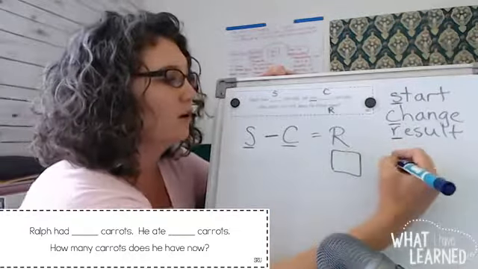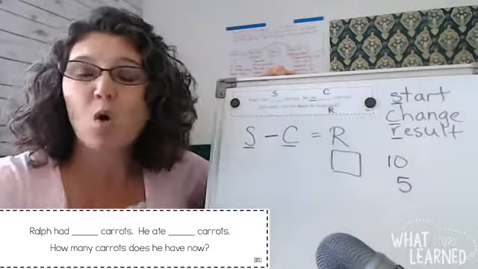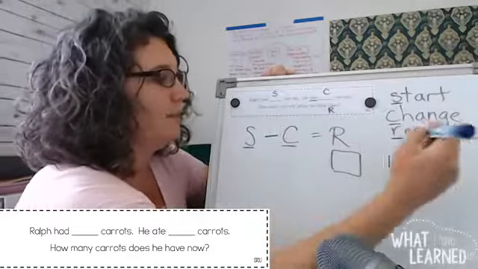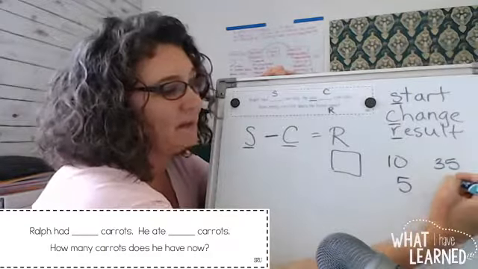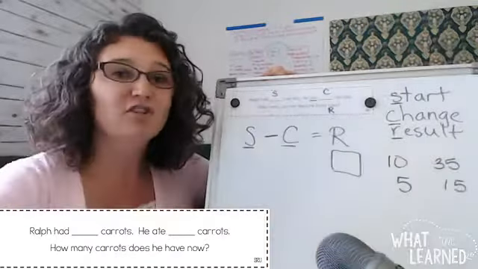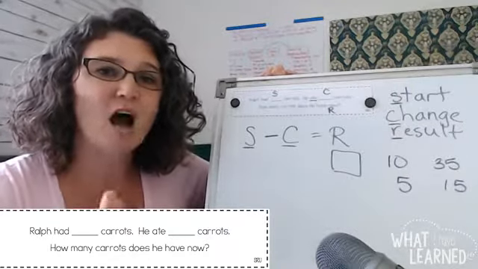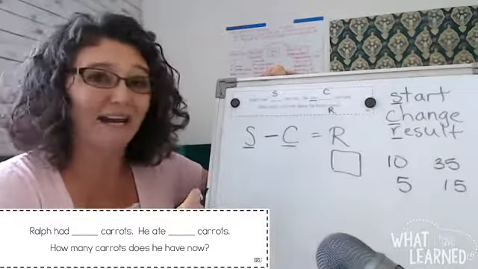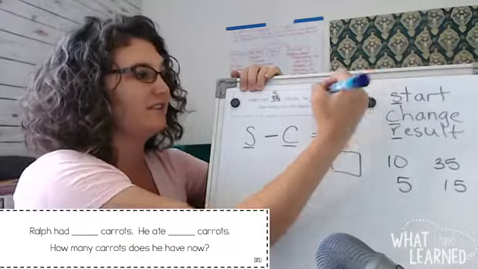If I wanted to start with something like 10 and then he ate 5 carrots, or maybe I want to start with, let's say he's a very hungry rabbit, and he had 35 carrots and maybe he ate 15. So you can easily differentiate the numbers and be able to show students different ways to solve the problem. I'll go a little bit higher for the second graders. So we'll say he had 35 carrots and he ate 15 carrots.